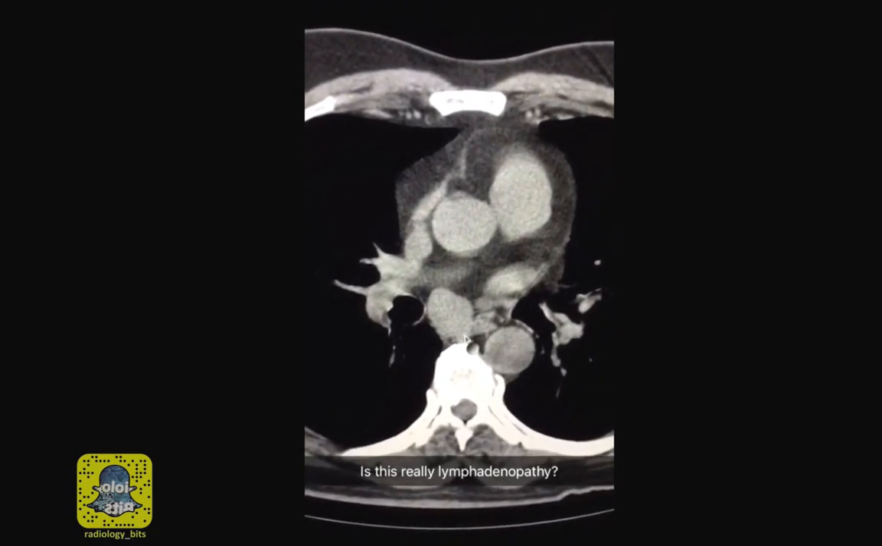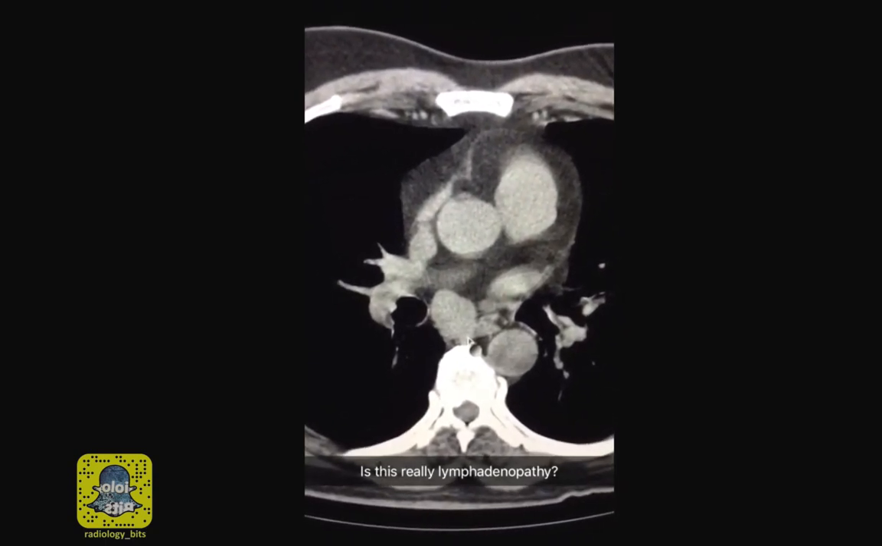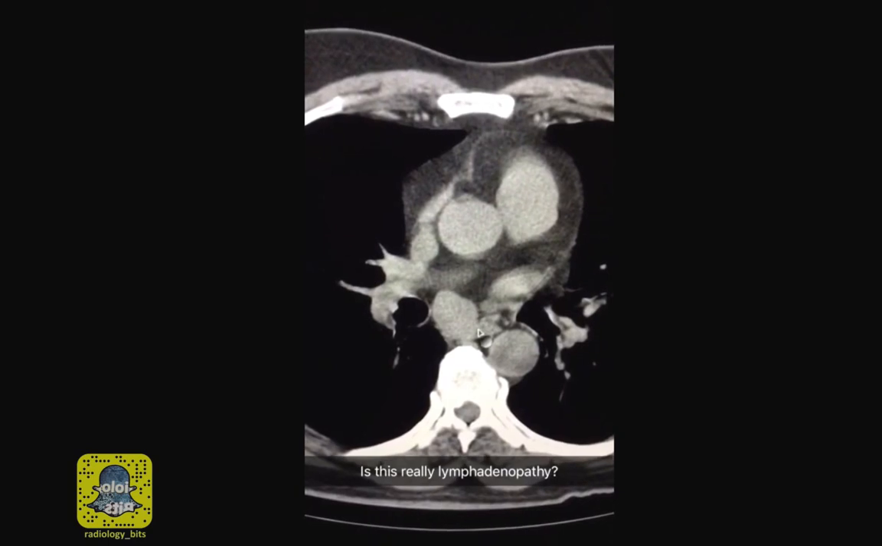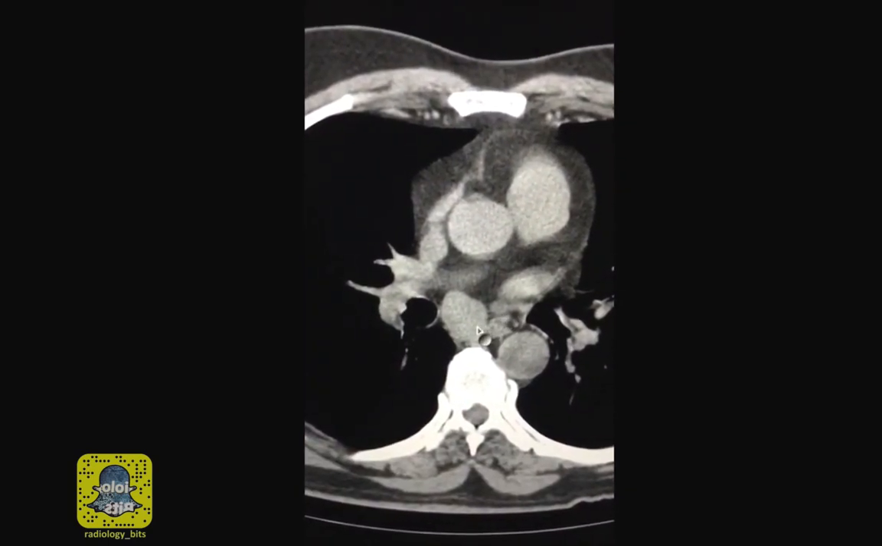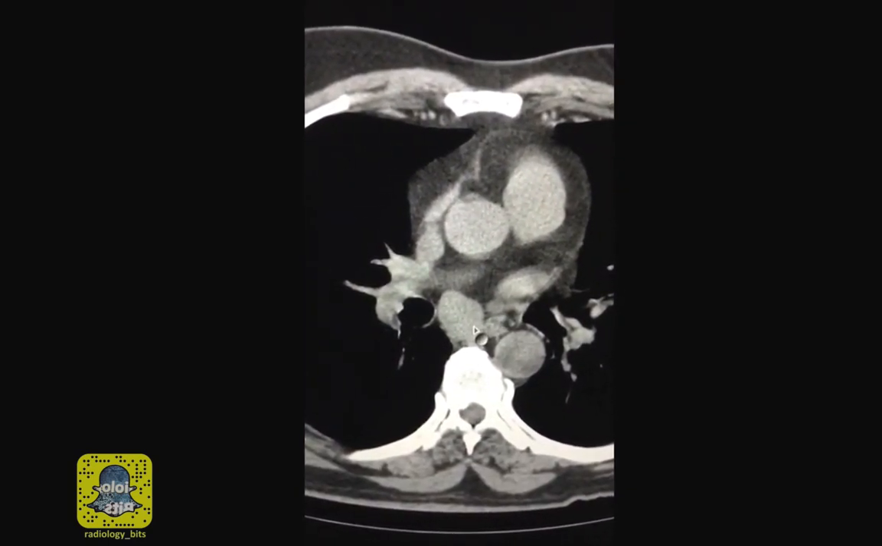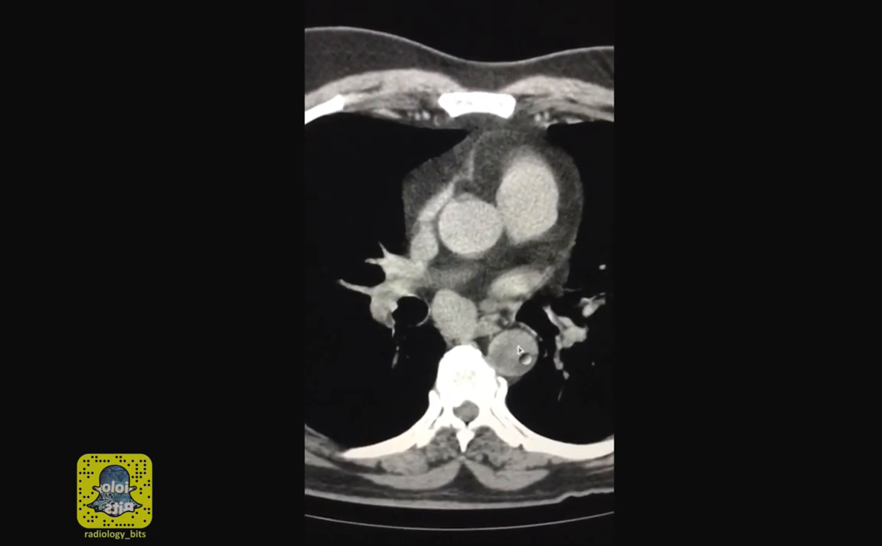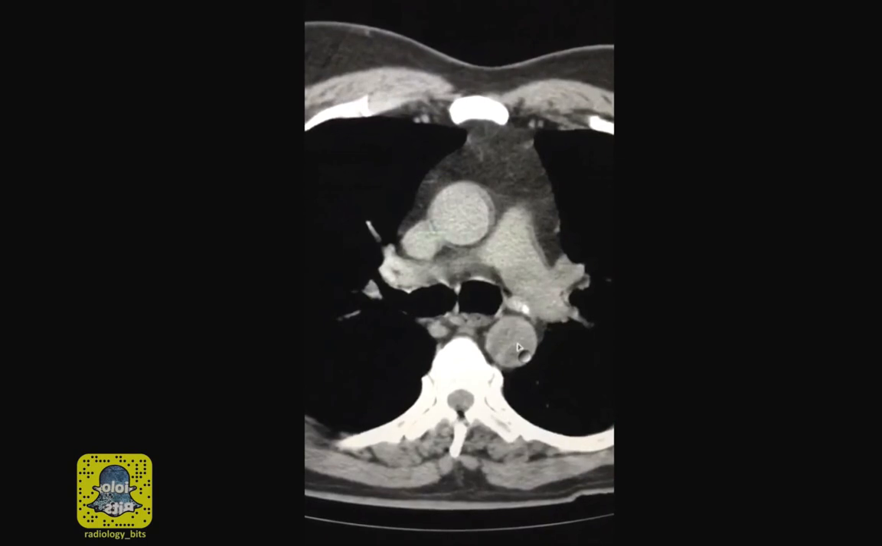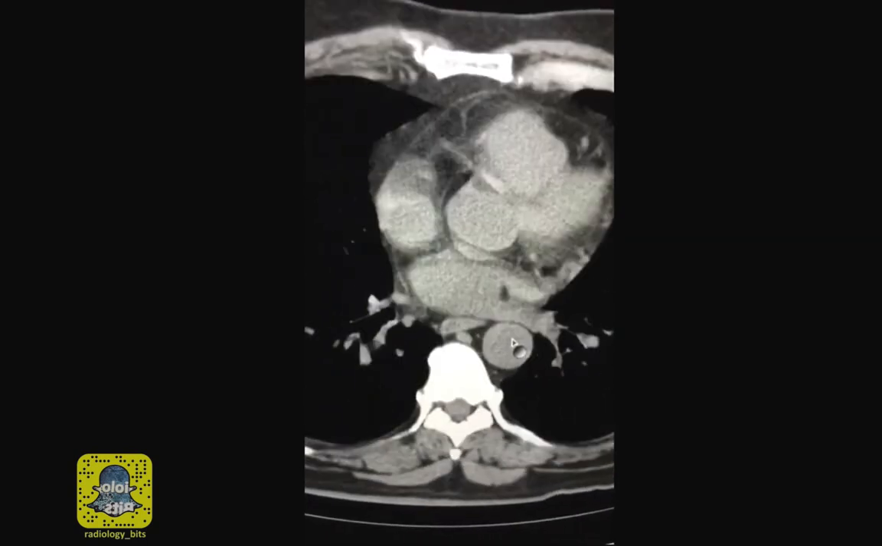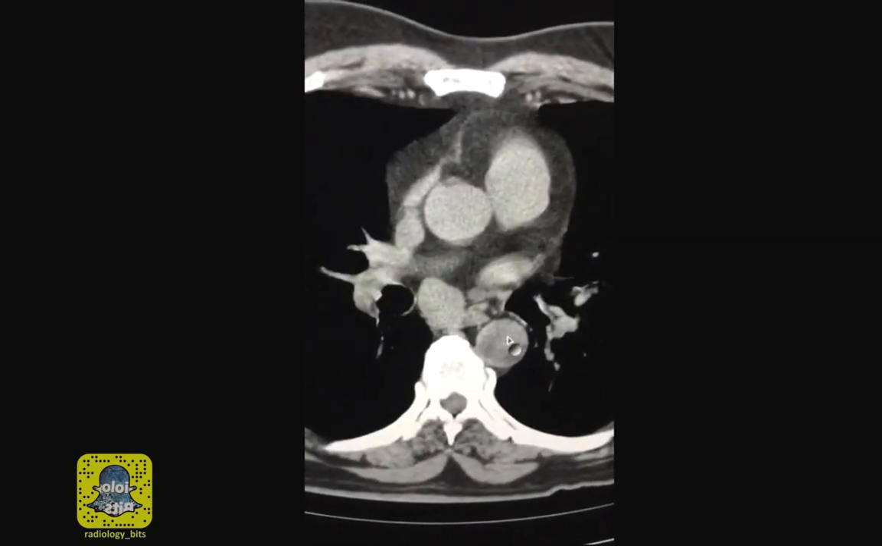However, the important question here is this really an isolated metastatic lymph node? Because if this is not a lymph node, this changes everything. A mediastinal lymph node from renal cell carcinoma means poor prognosis. And if you want to give a patient such a bad prognosis, you need to make sure that your diagnosis is correct.